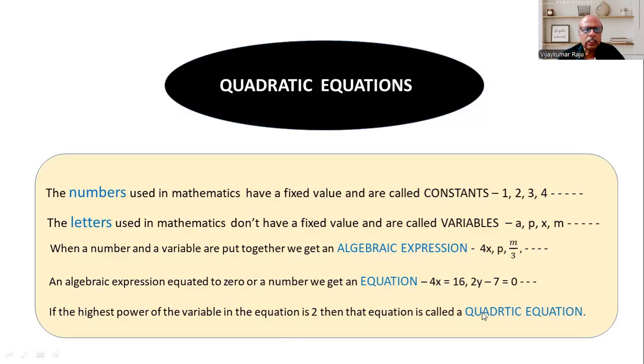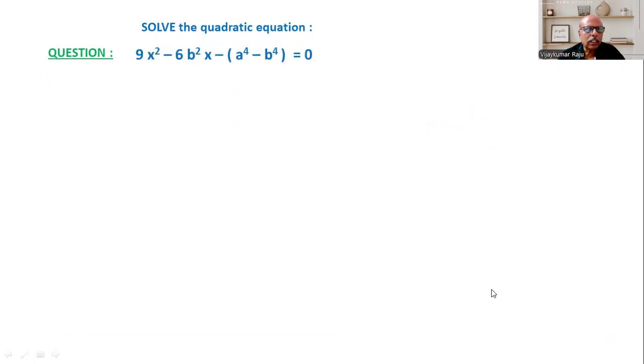Now let us see the problem which we are going to solve. Solve the quadratic equation. The question is 9x square minus 6b square x minus a raised to 4 minus b raised to 4 is equal to 0. This is the equation. Okay, now let's find a solution.